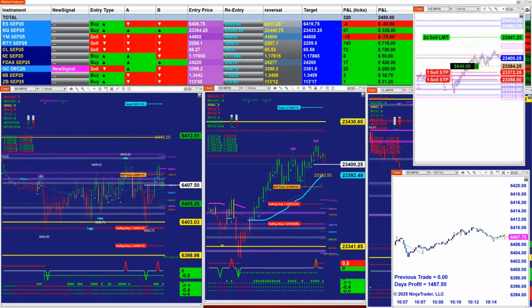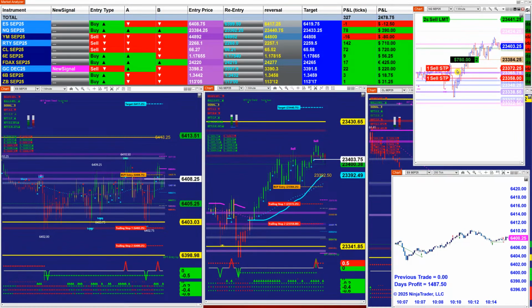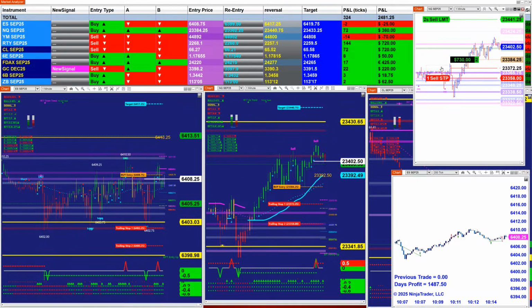On the Nasdaq, you have a re-entry on 23,392. To just be safe, I'm going to go ahead and move to break even and leave it there. The auto trade will adjust itself with the trailing stop.